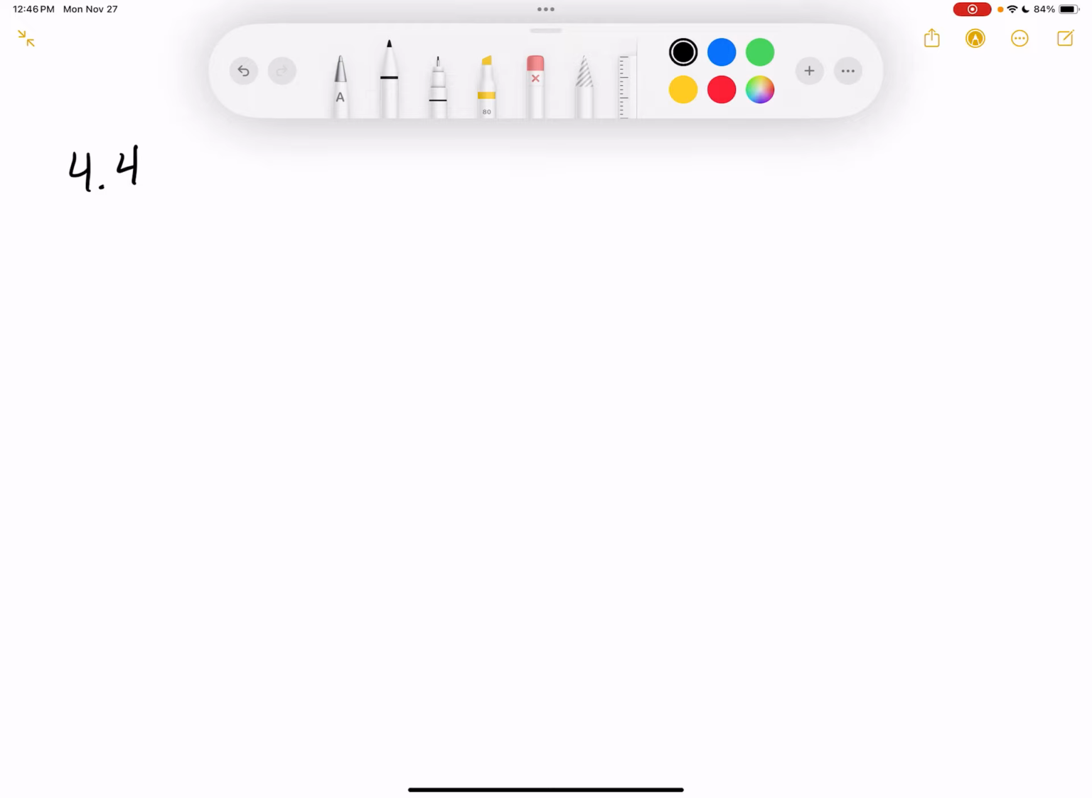Alright, 4.4 derivatives. I know, but you didn't know that's what we were still doing. Exponential and logarithmic functions.